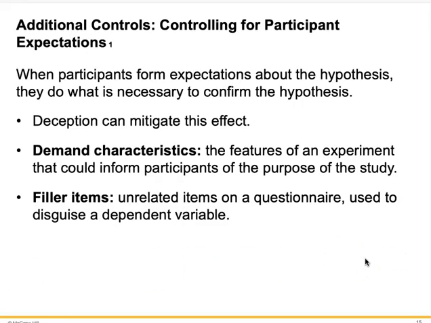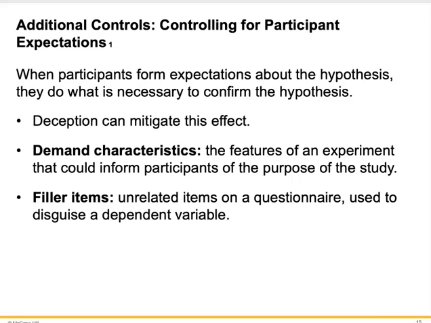So, when participants form expectations about the hypothesis, they do what is necessary to confirm the hypothesis. And so deception sometimes can mitigate this effect. As we spoke about previously, experimenters generally don't wish to inform participants about what exactly they're measuring, so the specific hypothesis being studied. And the reason for this lies in the problem of what we call demand characteristics, which is any feature of the experiment that might inform the participants of what the purpose of the study actually is. And the concern is that if a participant forms expectations about the hypothesis of the study, it might actually change the way that they perform or their responses.